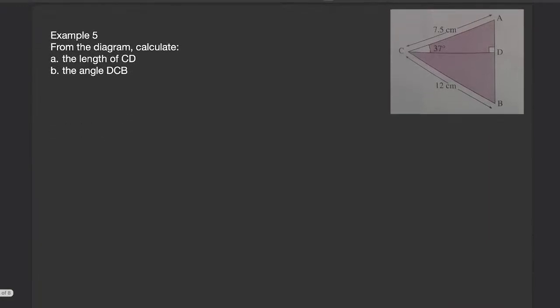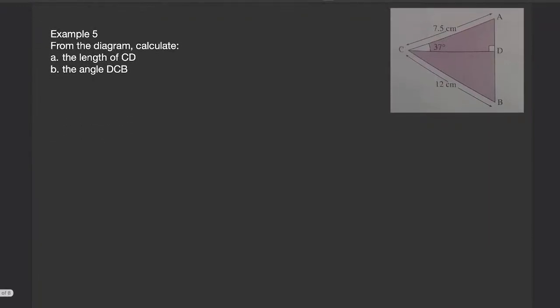All right, and our last example, example 5. From this diagram, calculate the length of CD. Let's identify where our length is. So we want to identify the length of CD. That's that length right here.